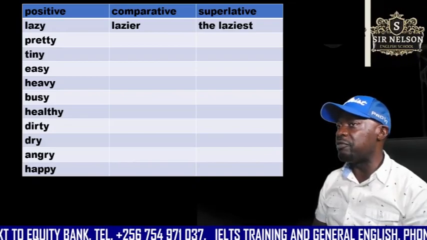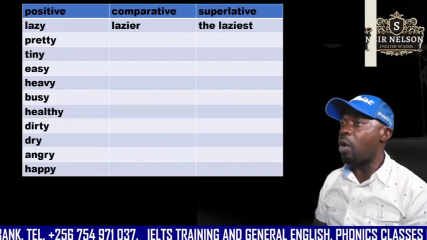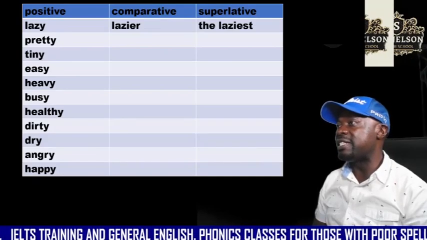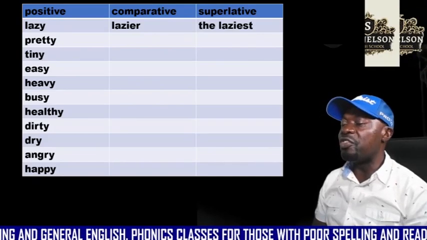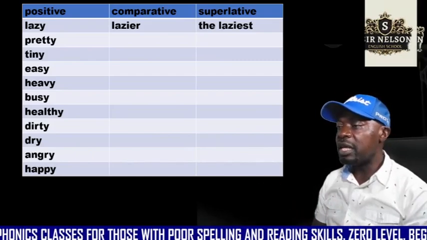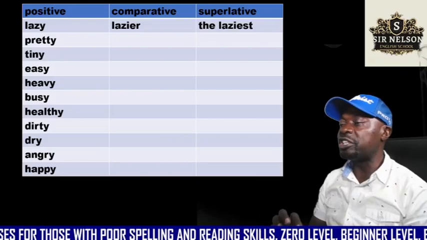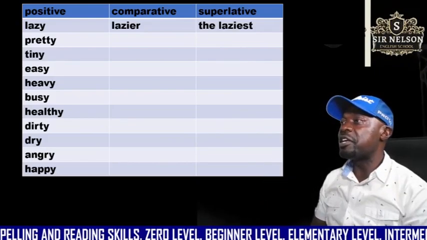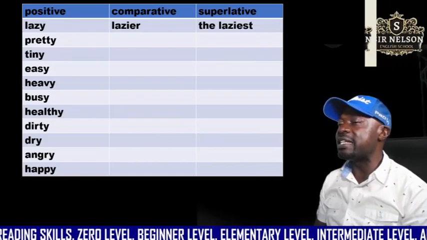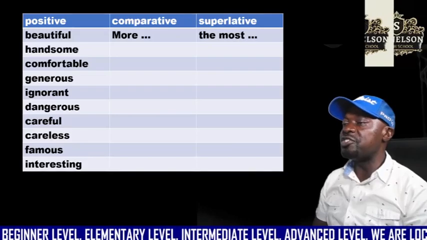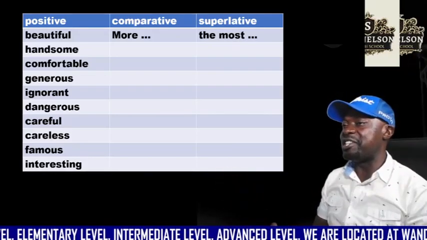In the comparative form, we remove Y and put I, we add ER. Lazier, the laziest. Now these are what we call short adjectives. If the adjective is short, you add ER in the comparative. In the superlative, we add EST. You complete the table.